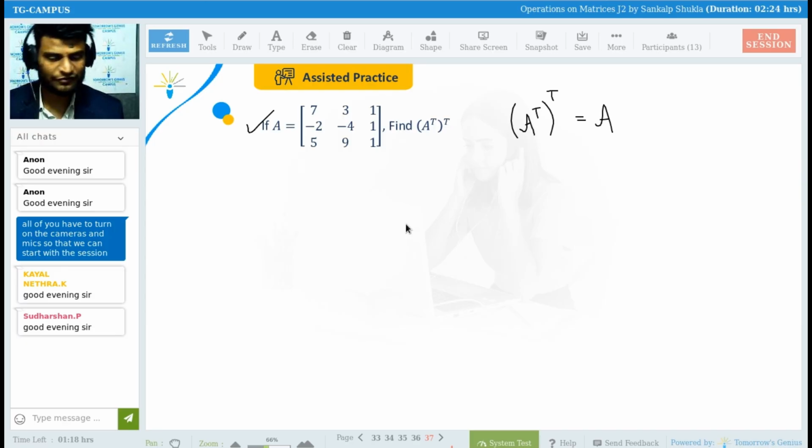Okay. So this is very important to know: if you have a good hold on properties, there is no need to solve each and every question. You can just eliminate it by using your brain.